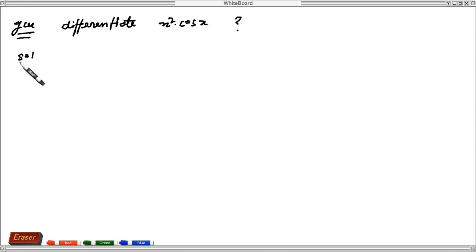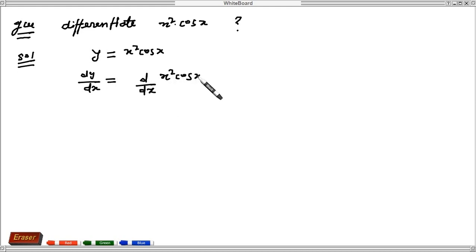So differentiate x square cos x. So x square cos x. So d/dx of y, d/dx means we will differentiate it with respect to x. y equals x square cos x.